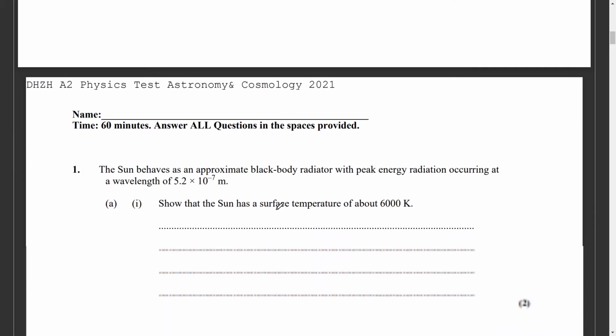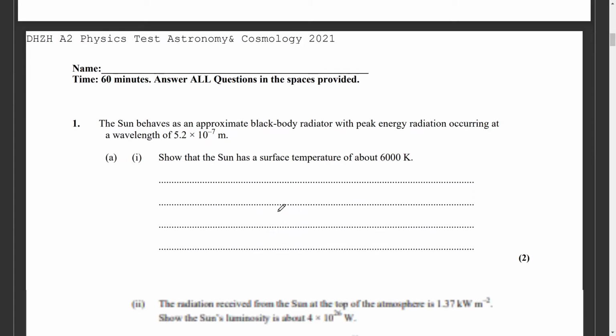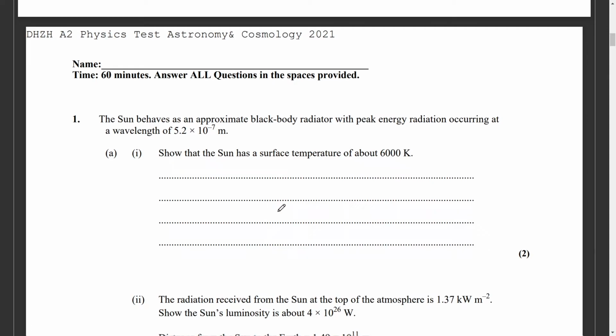All right, so this is a test which I did with my class last year, 2021, and it's a 60-minute test, and it's just questions that are put together to give you guys something which you can look at as you prepare for your exams. Question number 1, let's get right into it.